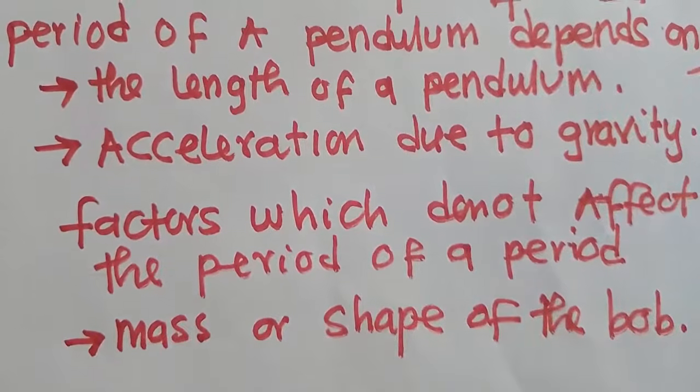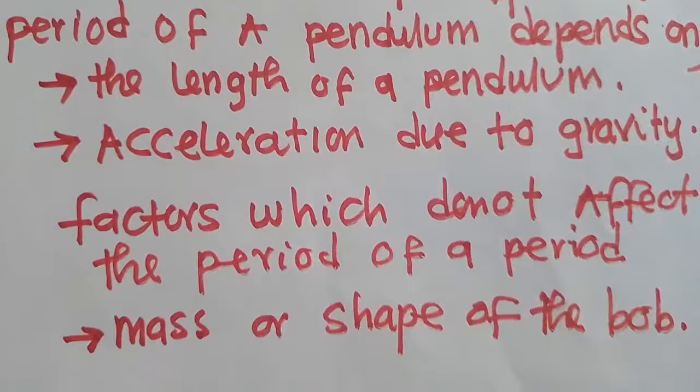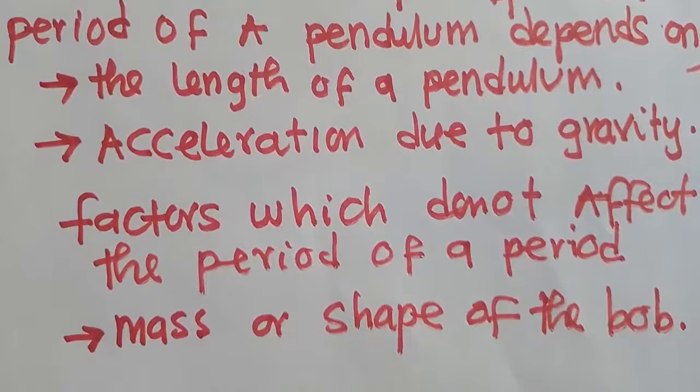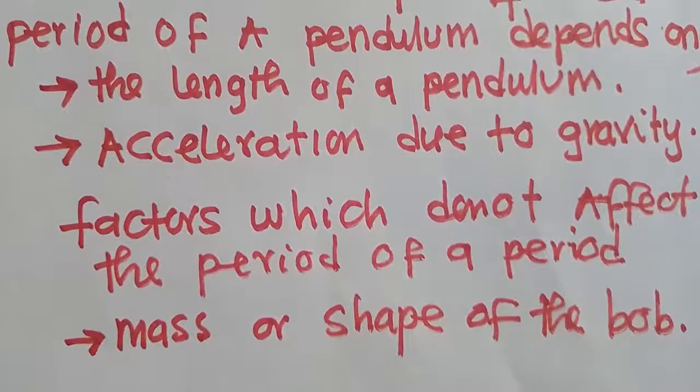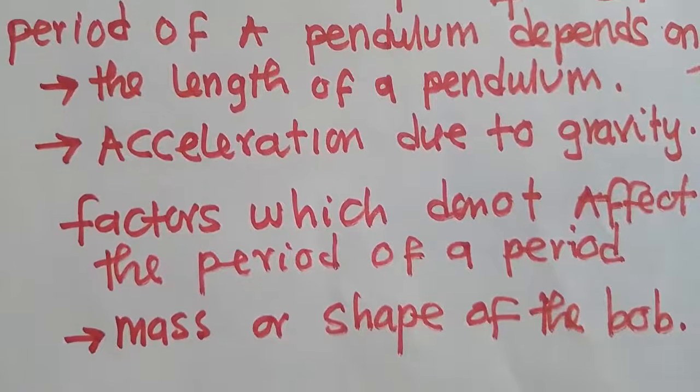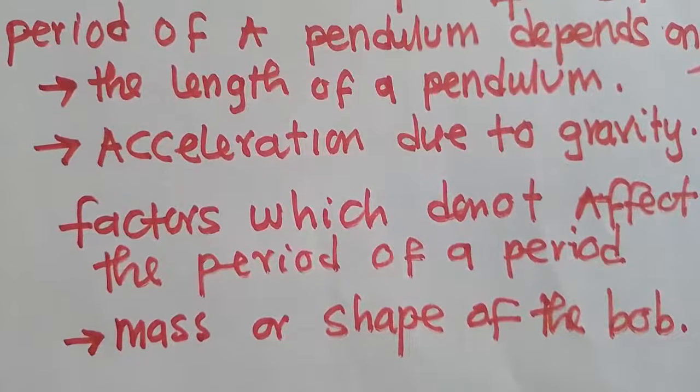Amongst the factors which do not affect the period of a pendulum, the most important thing you need to know is the mass. Mass or shape of the bob will not affect the period of a pendulum. So get this and understand. You get all the necessary concepts under this.